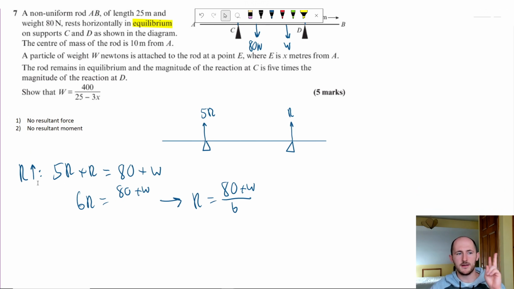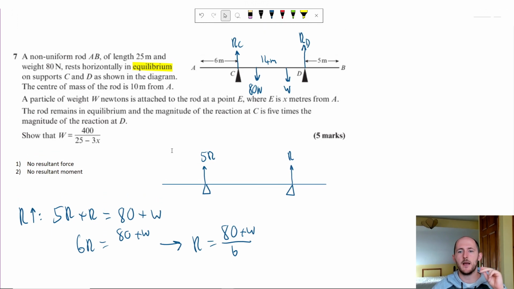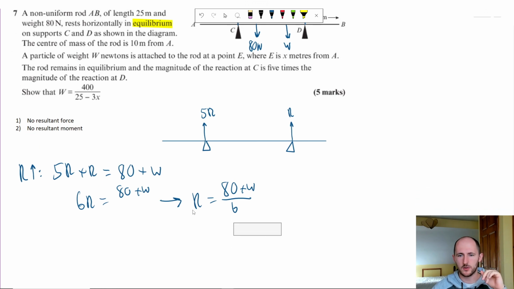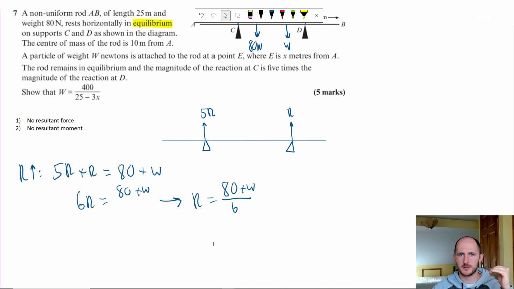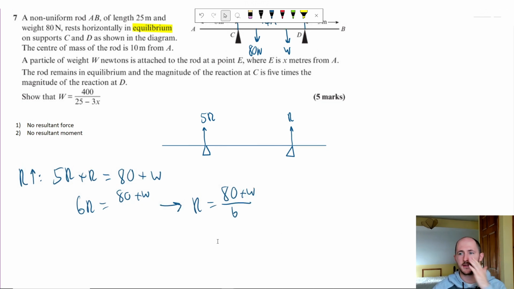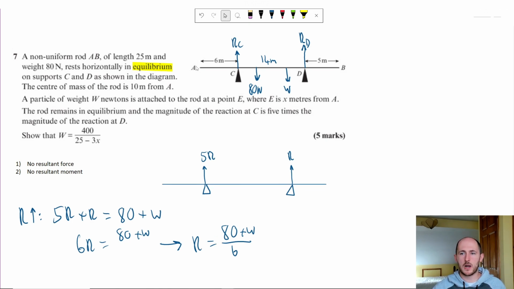The second thing you're going to do is you will be taking moments. You will do this 100% of the time in moments questions. You'll also do this in 99.9% of the questions. Do both always. Now the question is, what do I want to call my pivot? And the answer is whatever you want. I'm going to say that one more time. You can pick any point to be your pivot. It does not make a difference.